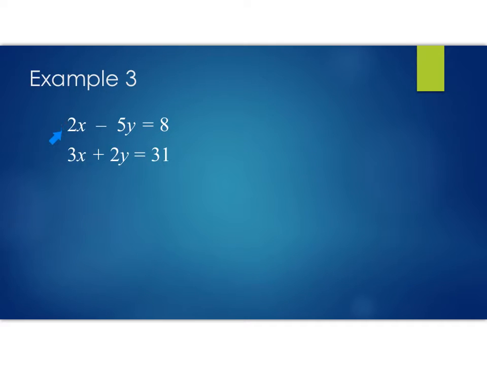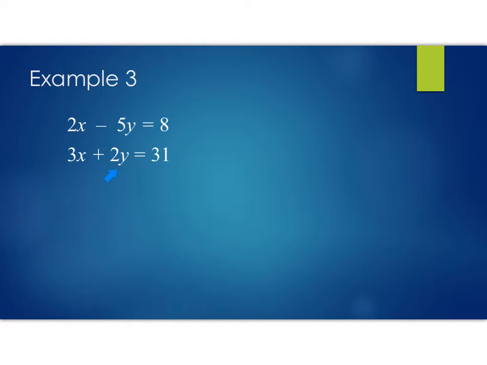I'm going to look at the x's first. The smaller number is 2. There's nothing I can multiply 2 by very easily to get 3. Now I'm going to look at the y's. This is 2 right here. There's nothing I can easily multiply 2 by to get 5. So this is one where I'm going to have to multiply both equations by a number.